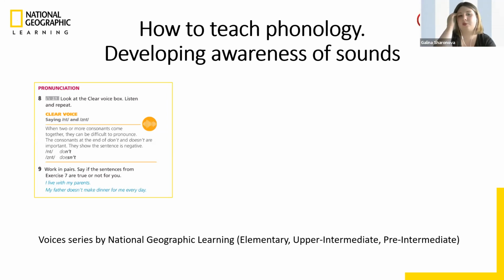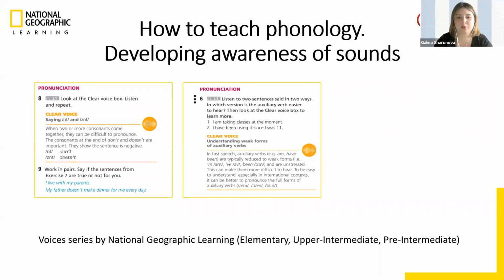At the elementary level, as you see, students get aware of how to pronounce some consonants together. This is the unit when they learn present simple, negative forms, and here is the task, and here is the information box with some brief follow-up. Then one more example from the upper intermediate level.